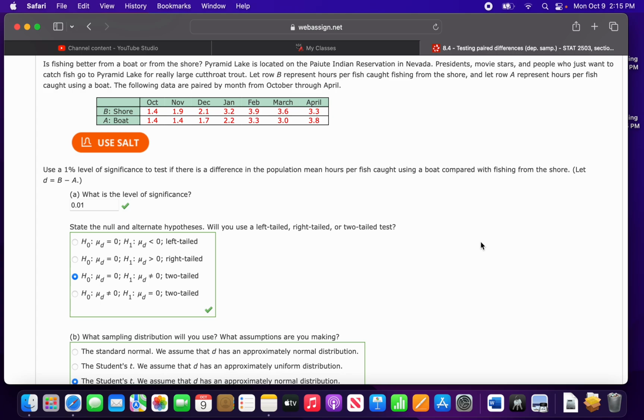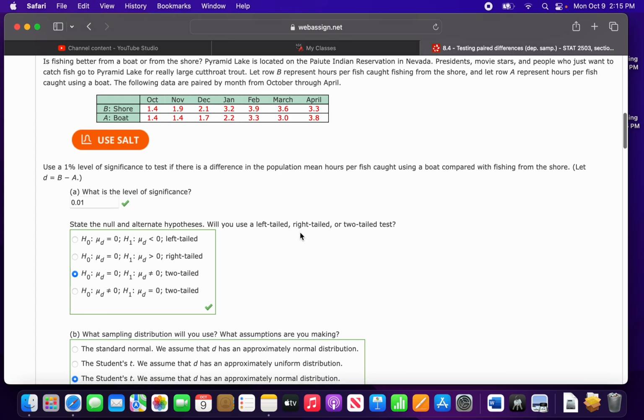The following data are paired by month from October through April. We're going to use a 1% level of significance to test if there's a difference in the population mean hours per fish caught using a boat compared with fishing from the shore. And we're going to define that difference as B minus A. So shore minus boat, whatever the difference is, that's going to be D. Our level of significance is 1%, in decimal form that's 0.01.